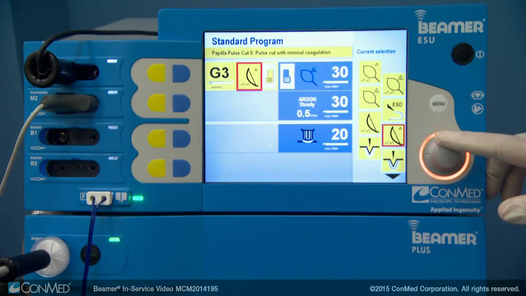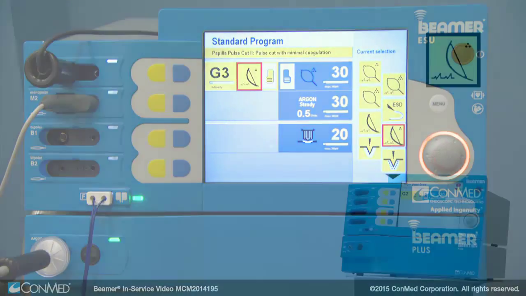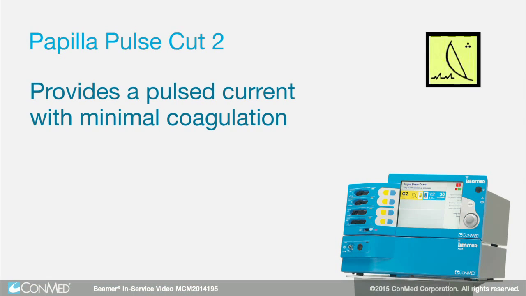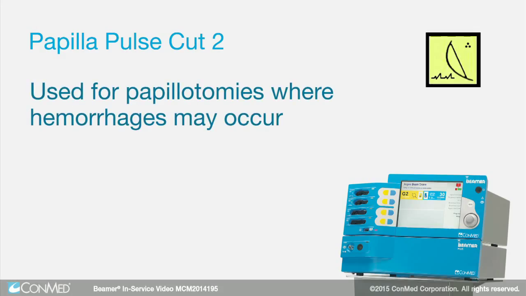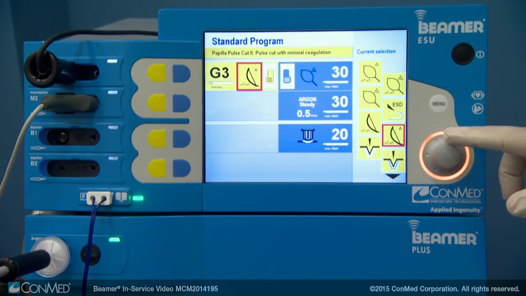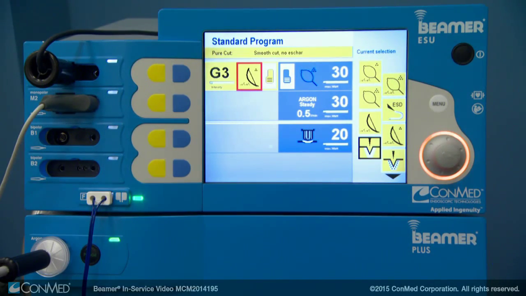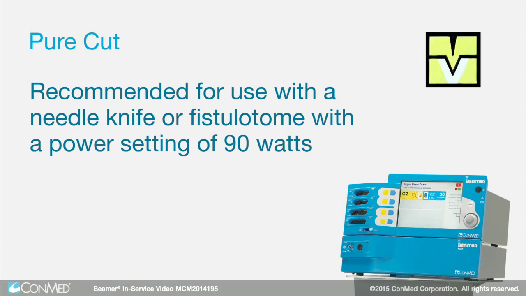Then comes Papilla Pulse Cut 2. This provides a pulsed current with minimal coagulation. This can be used for papillotomies where the physician believes hemorrhages may occur. The next current is Pure Cut, and it delivers a continuous cutting current. This current is not in endo mode, but does provide automatic cutting effect regulation. It is recommended for use with a needle knife or fistulotome with a power setting of 90 watts.